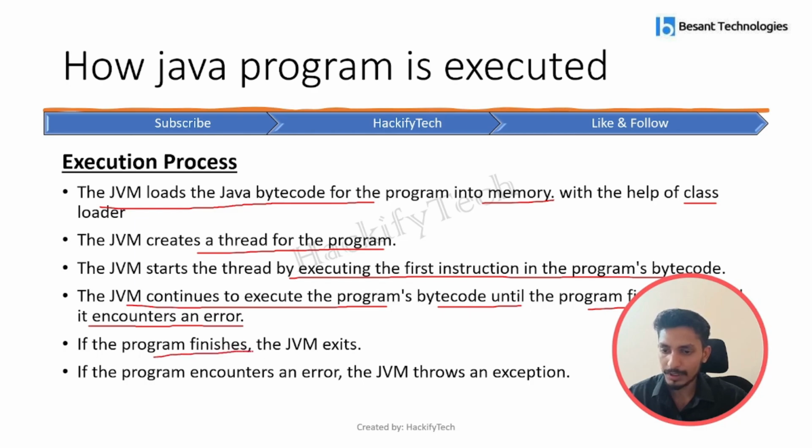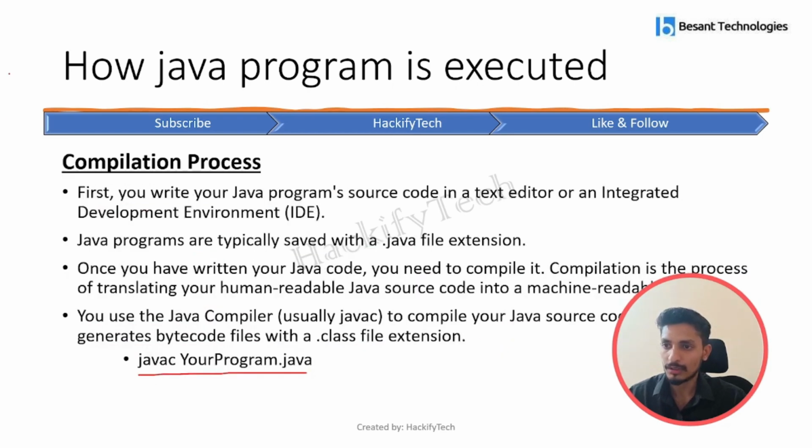When the program finishes, the JVM will exit. If the program encounters an error, then the JVM will throw an exception. If there is any error, then we can go back to the source code and modify it. Again we have to compile it and execute it. So this was the answer for your first question: how Java programs are executed.